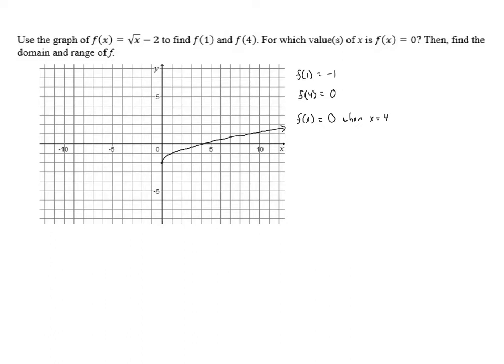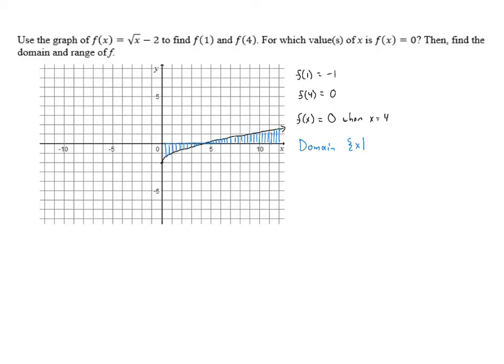Now, let's move on to look at the domain and range. Remember, the domain is the set of possible x values for our function. So what we do is we take points on our graph and we project them to the x-axis, and we look to see which parts of the x-axis are included on these projections.